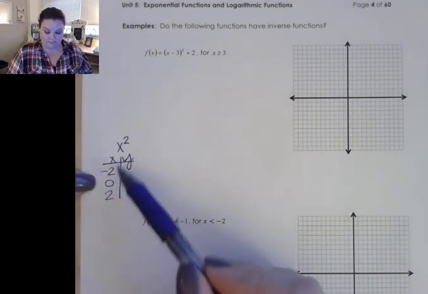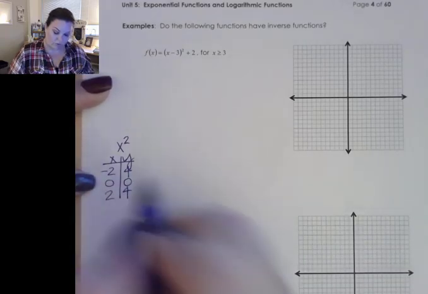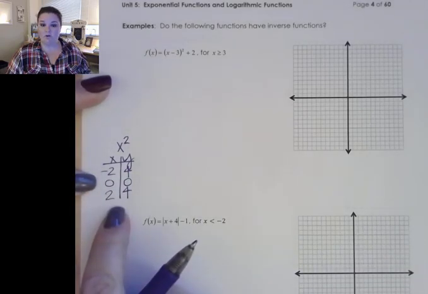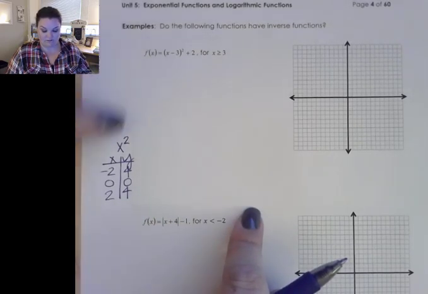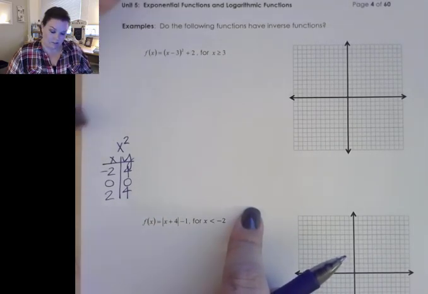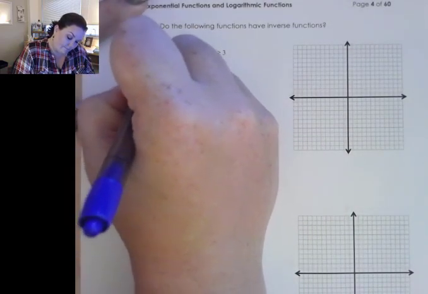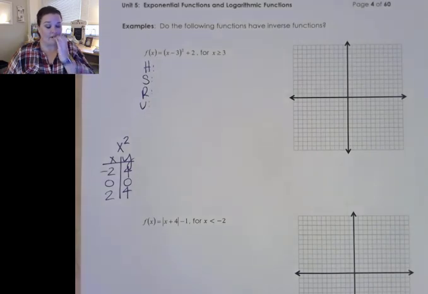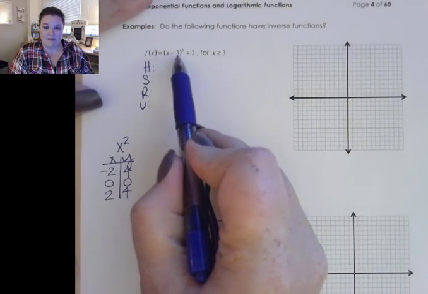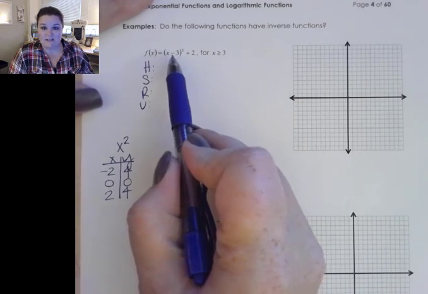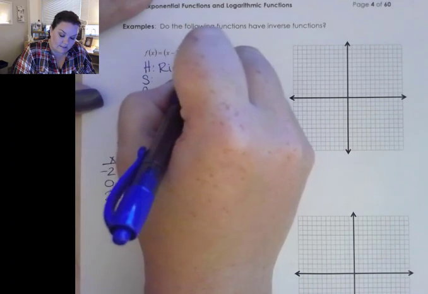Now if I plug these numbers into my squared function, I'm going to get 4, 0, 4. So this is my parent table, and now I need to do a table for each thing that has changed this function from looking like just x squared. So I'm going to list my HSRV, and I can see here that I have a minus 3 on the inside, right? A minus 3 on the inside. X's are backwards. And so that's actually going to be a horizontal shift to the right 3.